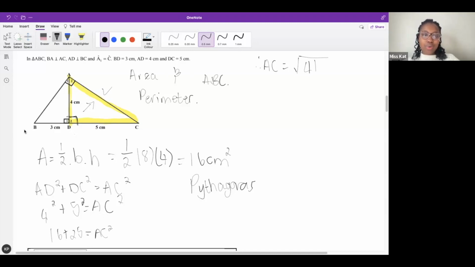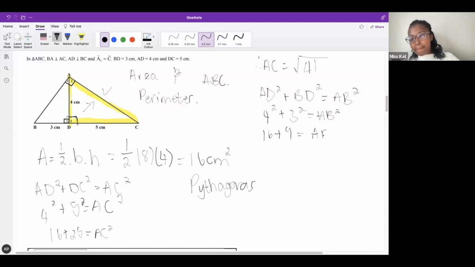What's the easiest way? Who knows what AB is before we even go through all of that? Does anybody know? Or should I just do Pythagoras? That's fine too. AD squared plus BD squared is AB squared. Look carefully, guys. Do you guys know Pythagorean triplets? Oh, look who knows it. 4 squared plus 3 squared is AB squared. So 16 plus 9 is AB squared.